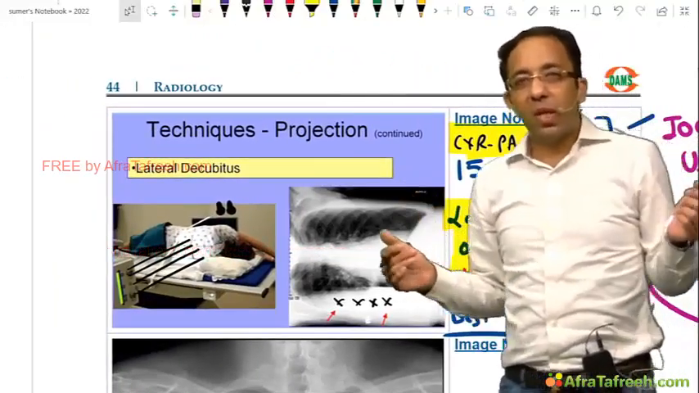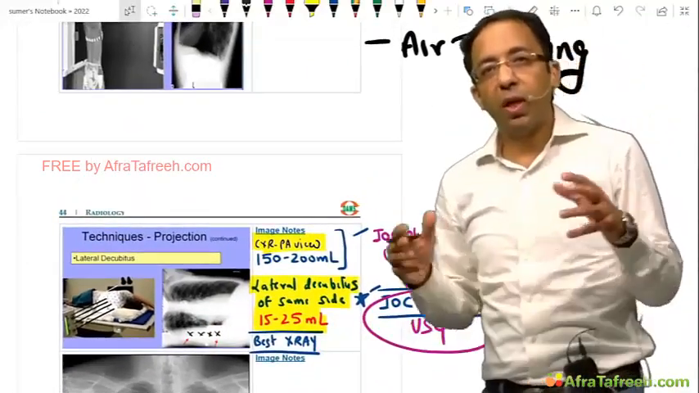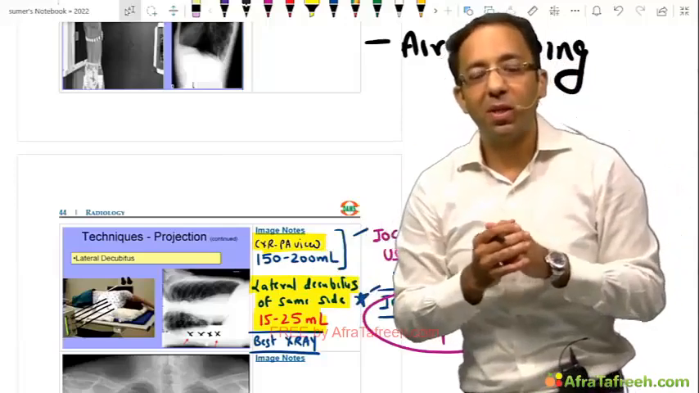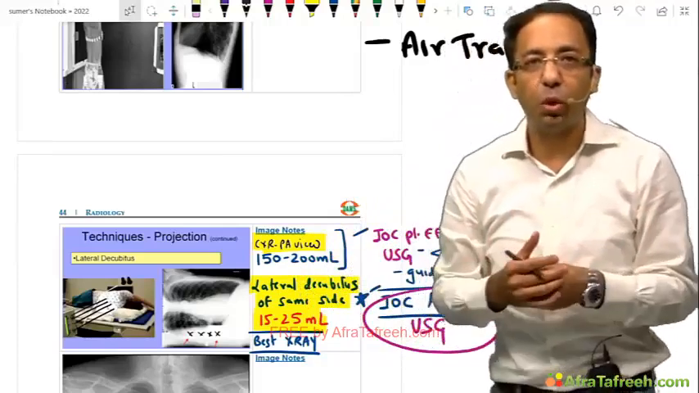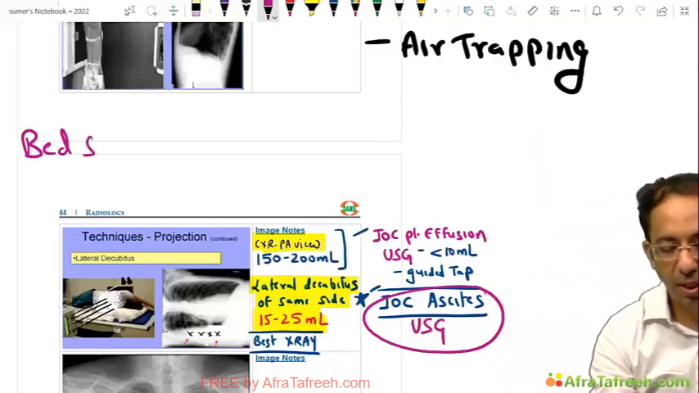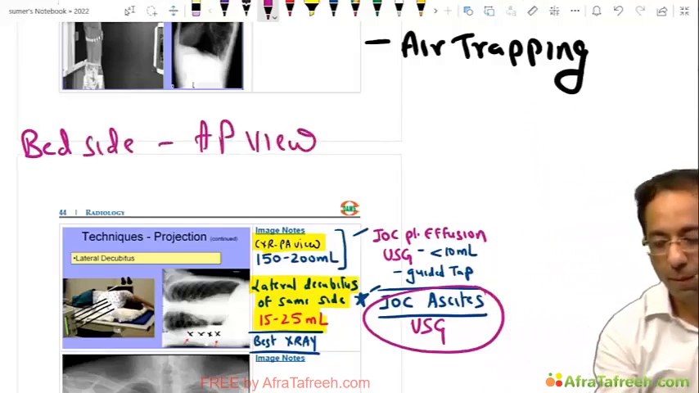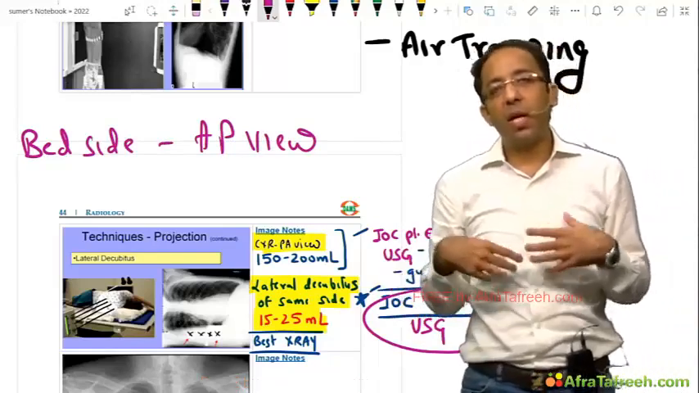Now, somebody will say, you said, sir, that chest X-ray PA view should be done in erect position. What if somebody cannot get up? Somebody is an accident patient. Somebody is in the ICU. What will you do? So that makes me understand that bedside X-rays are AP view. Are you clear? Bedside X-rays are AP view.